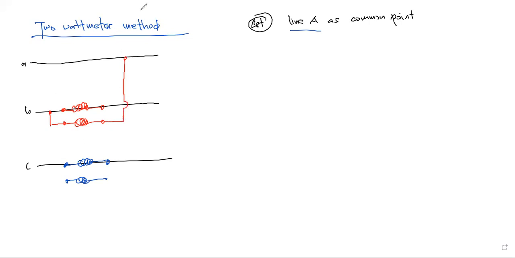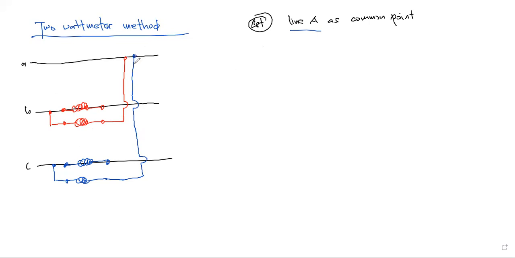Likewise with wattmeter 2. Okay, so since the current coil is connected in line C, then the left side of the potential coil will be connected to line C, and then the other one is connected to line A. So this one is line A. Okay, so line A as the common point, that means that is the common point for the potential coils.